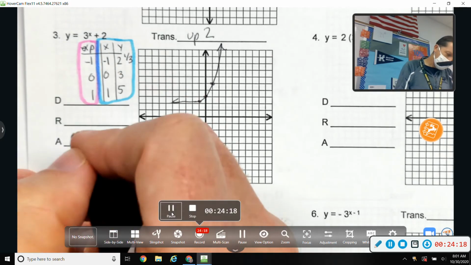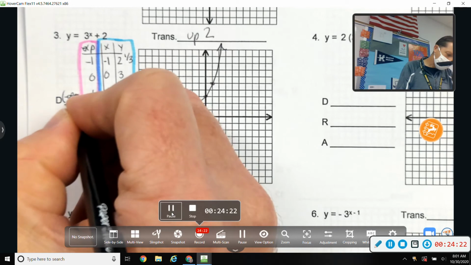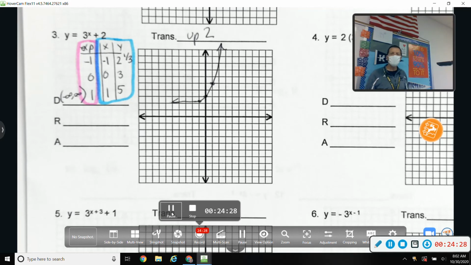So domain covers all the x's. Anybody ready to make a conjecture or a hypothesis or a guess about what the domain is for all of these? All of them. The domain is always all real numbers for exponents. You can plug in anything you want to an exponent. So I don't want to say it's a dumb question. The answer is always the same for domain.